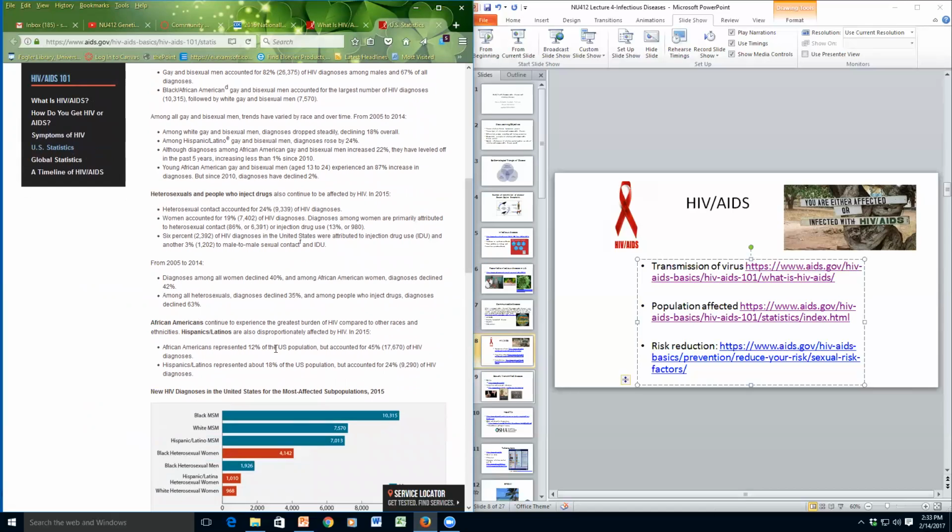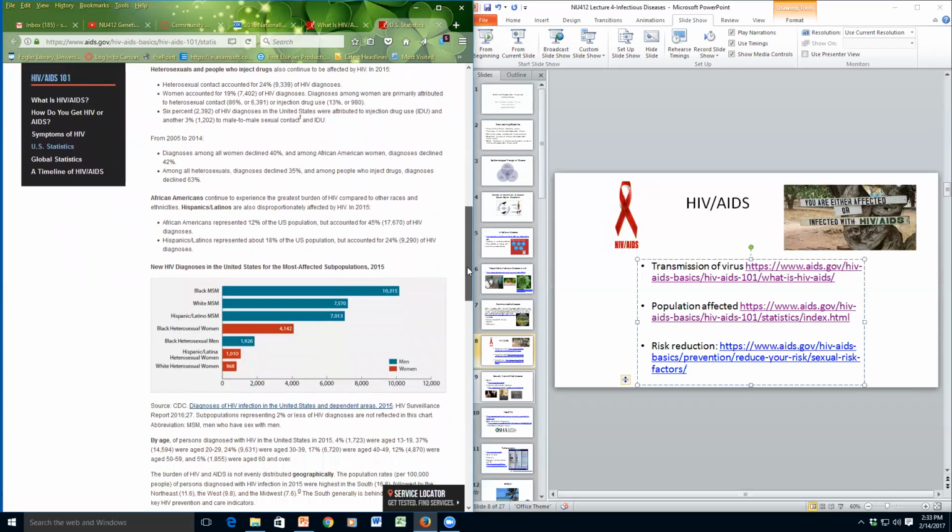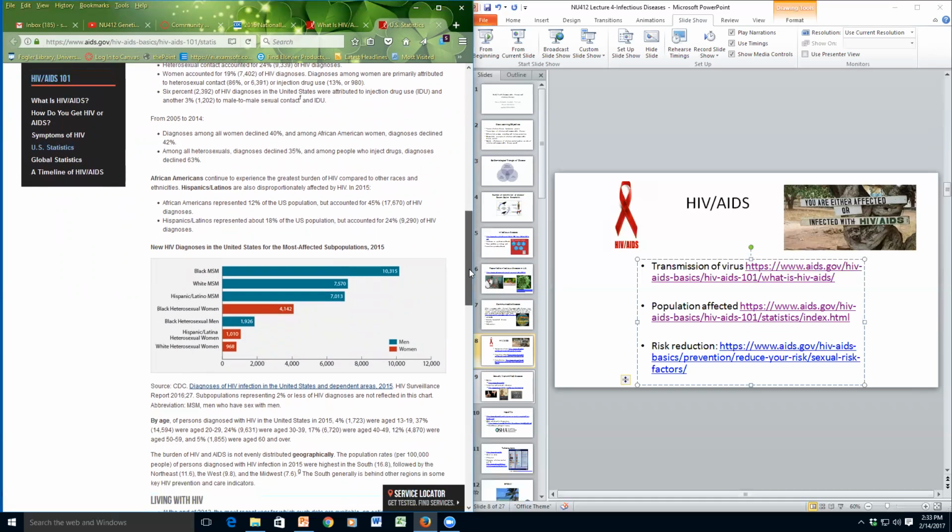The same with people who inject drugs. Heterosexuals also continue to have and spread HIV infection, and African Americans continue to have the greatest burden of HIV. So again, we have some health disparity here. We have significant statistical information available. Definitely a public health issue of concern within the United States.